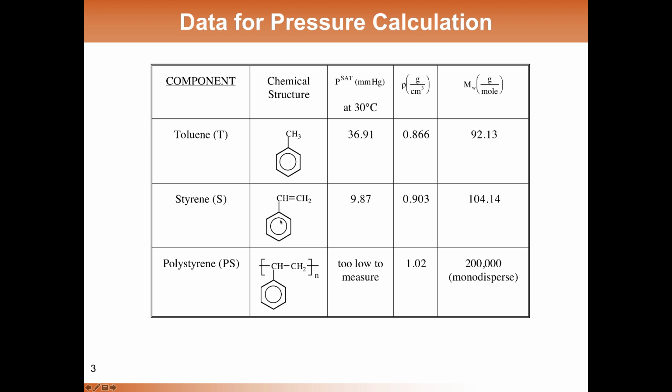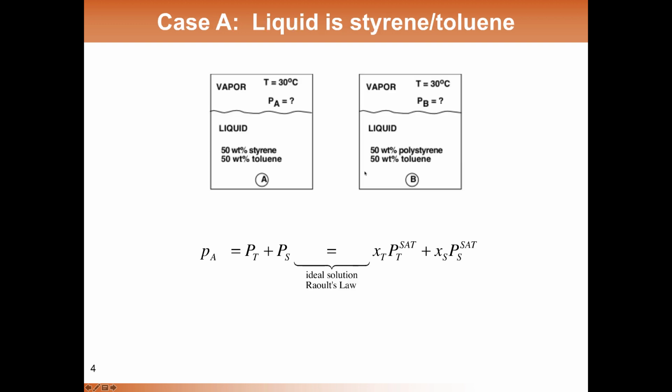So here's the structure of toluene and styrene. The polystyrene I've just taken to have a molecular weight of 200,000 grams per mole. That's an arbitrary choice, and all I'm really wanting to do is make sure that this number is way larger than the styrene or toluene molecular weight. Here are the densities of the components and the saturation vapor pressures at the temperature of the experiment. The polystyrene, of course, is not volatile, so it doesn't have a saturation vapor pressure at these conditions.